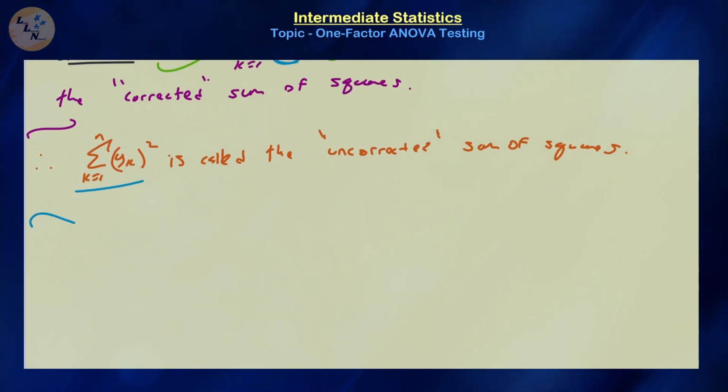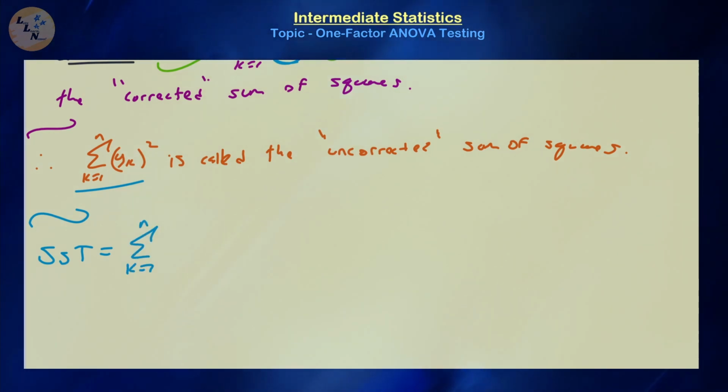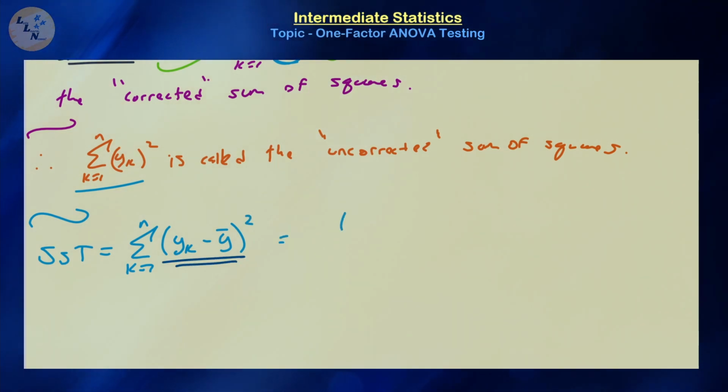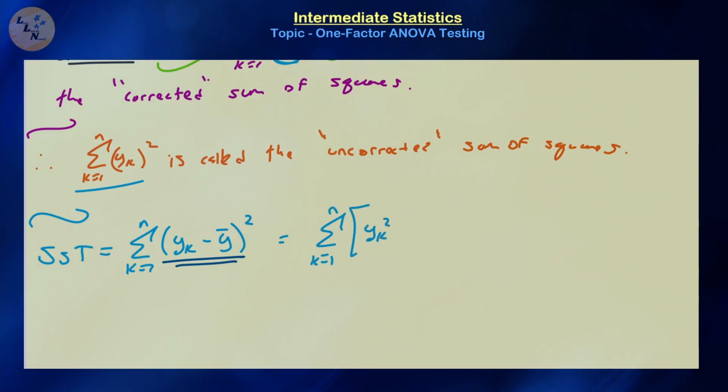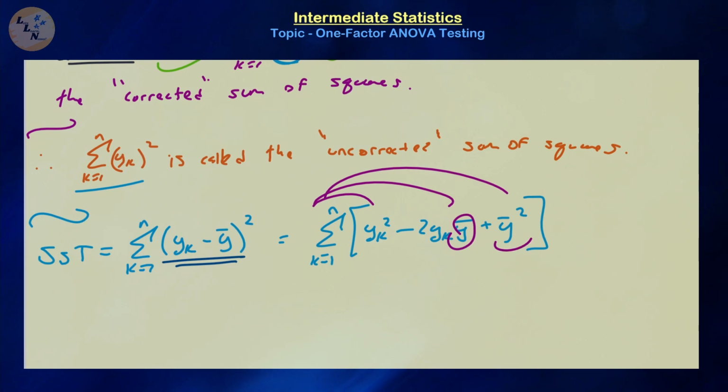So let's actually look at the SST and its decomposition. SST, remember, is the sum from k equals 1 to n of yk minus y bar squared. If we expand this via some algebra, that's going to give us the sum from k equals 1 to n of yk squared minus 2 yk y bar plus y bar, the quantity squared. And then we can distribute the sum over and factor out each of the constants out of that sum.